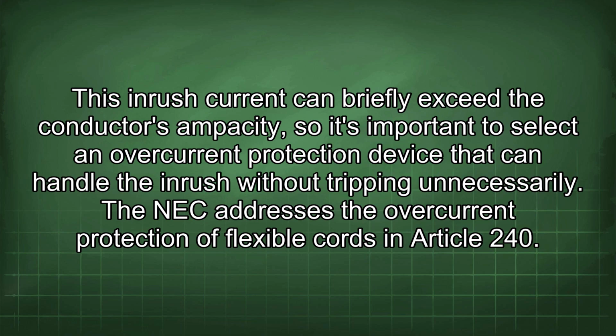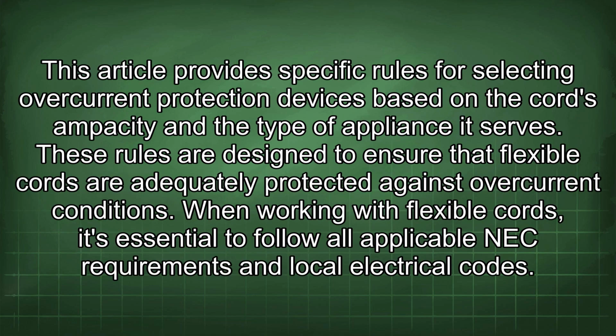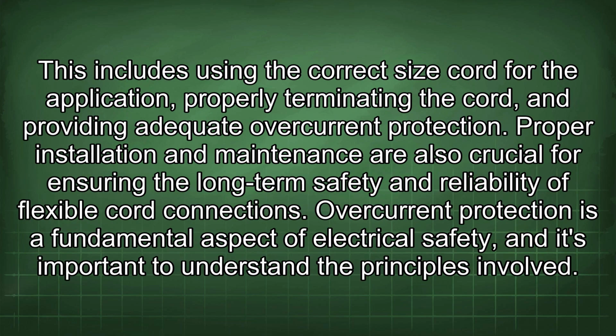The NEC addresses the overcurrent protection of flexible cords in Article 240. This article provides specific rules for selecting overcurrent protection devices based on the cord's ampacity and the type of appliance it serves. These rules are designed to ensure that flexible cords are adequately protected against overcurrent conditions. When working with flexible cords, it's essential to follow all applicable NEC requirements and local electrical codes. This includes using the correct size cord for the application, properly terminating the cord, and providing adequate overcurrent protection.